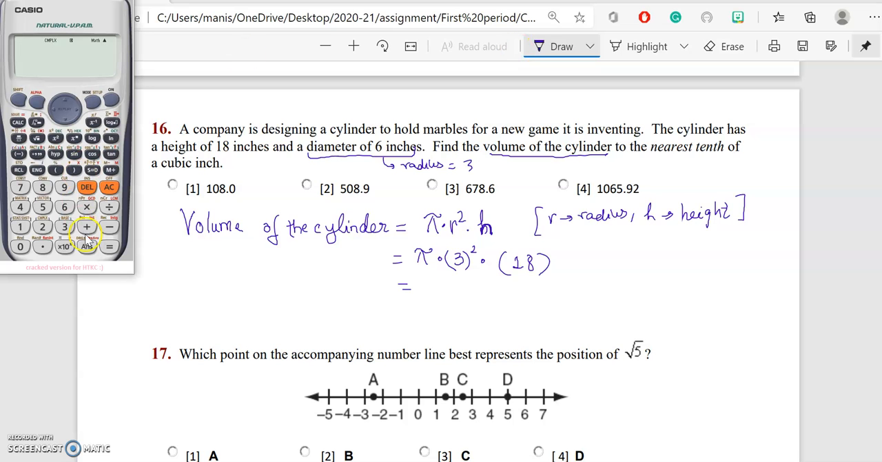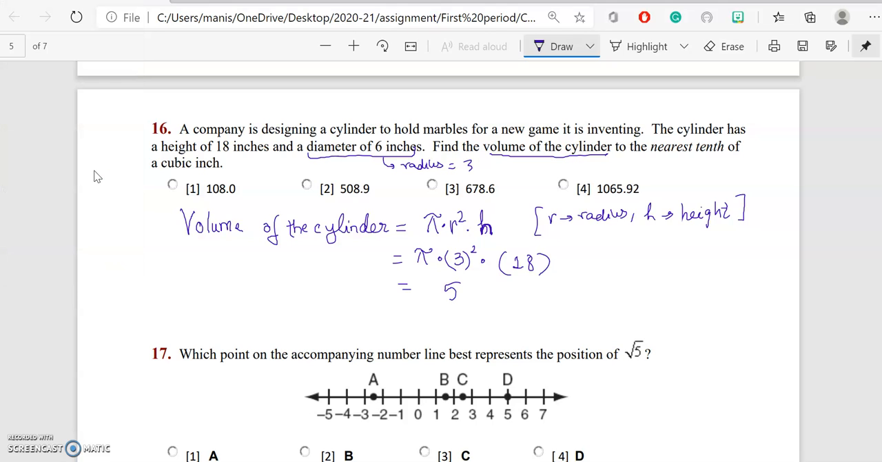So this is my calculator over here. To get pi, press the shift button and this button over here, which gives you the symbol pi, times 3 squared, which is 9, so I'll just write 9 over here, times 18, that's my value of height. I type this in and end up with this answer. Press the S to D button: 508.93. So my answer is 508.9. Looking at my answer choices, I know this is the correct choice.